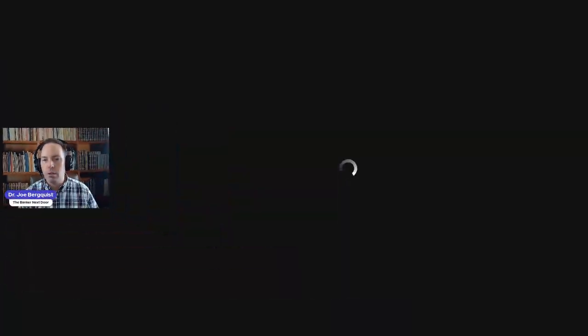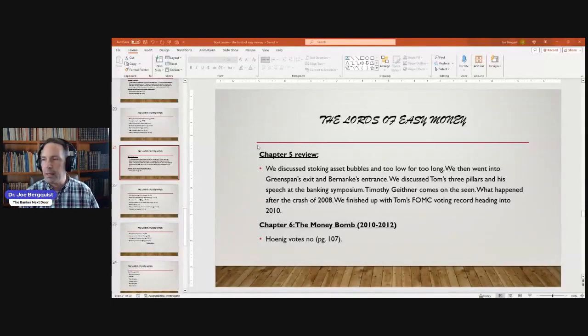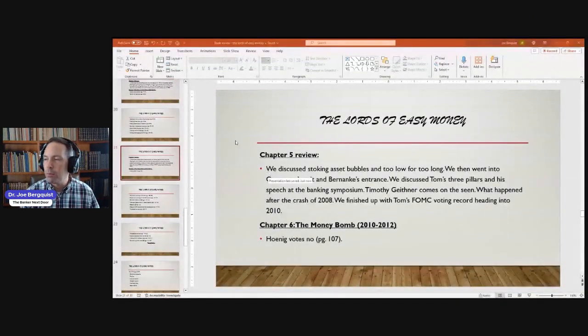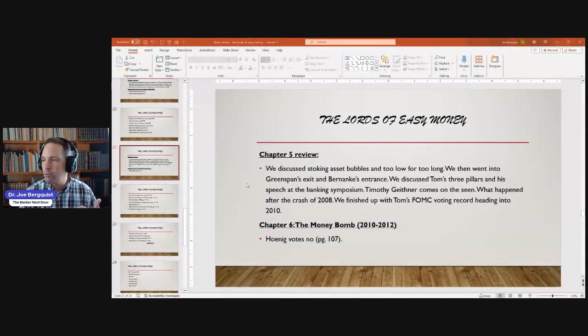So before we do, I'm going to bring in my trusty PowerPoint slide here, and we're going to do a quick review on Chapter 5. In case you missed that last week, in Chapter 5 we discussed stoking asset bubbles. We looked at keeping the interest rates too low for too long. We then went into Greenspan's exit and Bernanke's entrance. We discussed Tom's 3 pillars and his speech at the banking symposium. Timothy Geithner comes onto the scene. What happened after the crash of 2008, and then we finished with Tom's FOMC voting record.